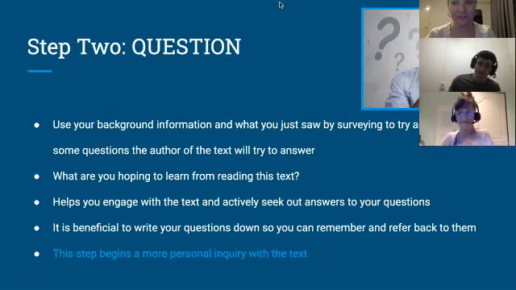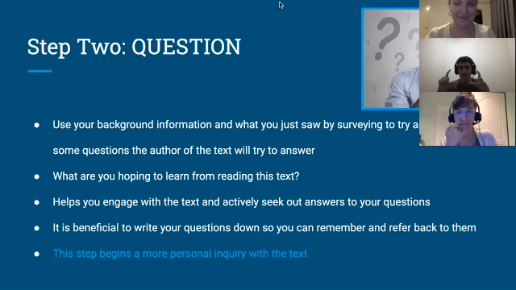The next step is question. You're going to use what you did and learned about in your survey and activate your background knowledge. Again, put them together and try to think of some questions that the author would try to answer with this text. Also, you can think about what are you hoping to learn from the text?